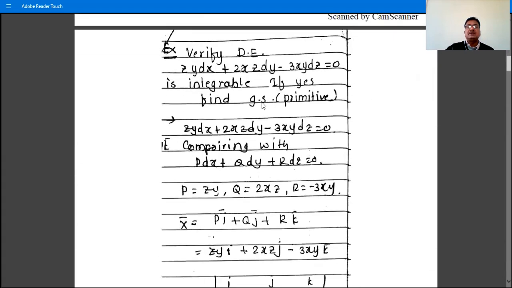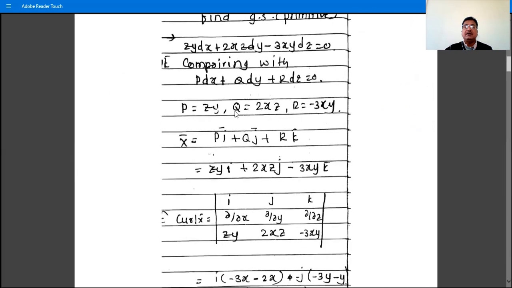So next example, verify whether this differential equation is integrable. If yes, then find its general solution or find its primitives. So the given differential equation is this. Compare with the differential equation P dx + Q dy + R dz = 0. Therefore P is what? zy. Q is 2xz and R is −3xy.